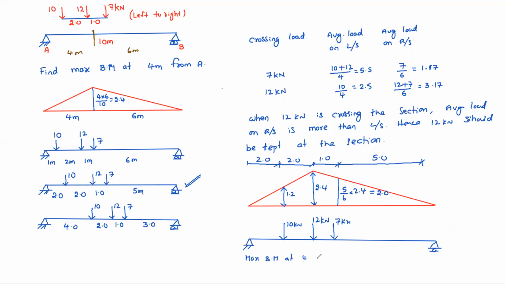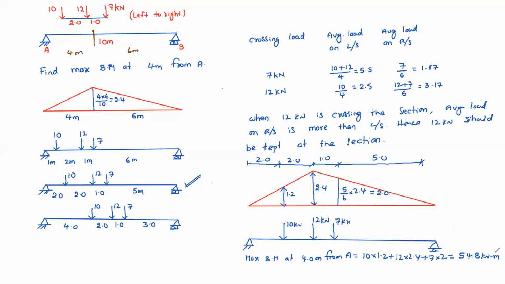So the maximum bending moment at 4 meters from A equals 10 into 1.2 plus 12 into 2.4 plus 7 into 2, which is equal to 54.8. 54.8 kilonewton meter is the maximum bending moment at 4 meters from A.